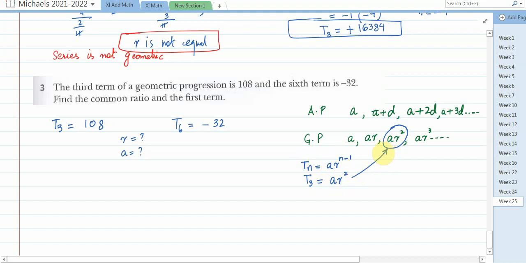Alright. It says the third term is 108. That means you can write ar square equals to 108. The sixth term, that means ar to the power 5, because in the working formula we have n minus 1. That is why 6 minus 1 leads to 5, is equals to minus 32. So you got two equations. That is your first equation and that is your second equation.